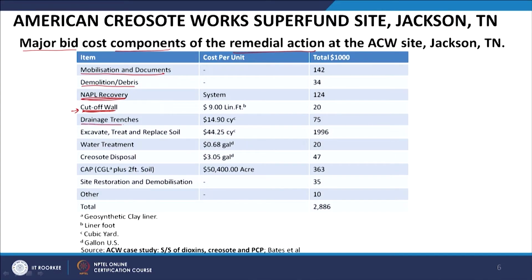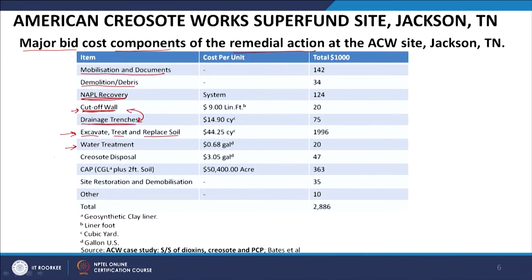Drainage trenches, again going in conjunction with cutoff walls, you want to drain out the relevant groundwater. Here is the major aspect: excavate, treat and replace the soil. You are going to excavate it, treat it and replace it with either the treated mixture or typically fresh, uncontaminated soil, and then contaminated water treatment. The creosote looks like it requires specific disposal.